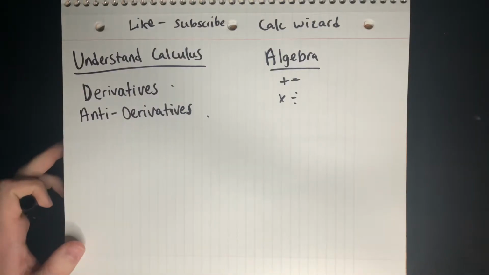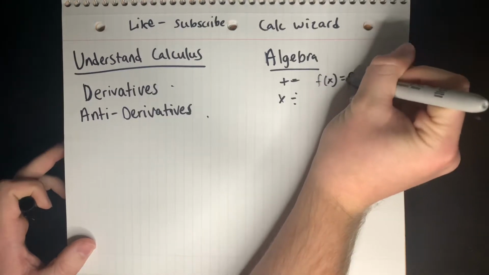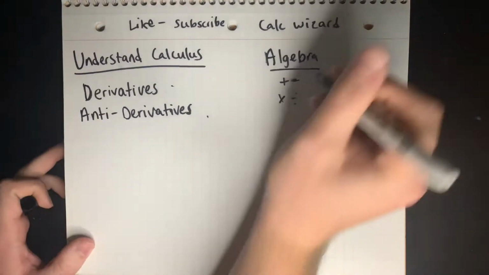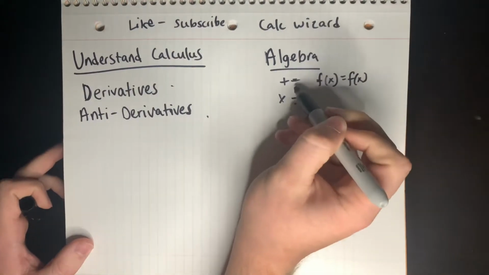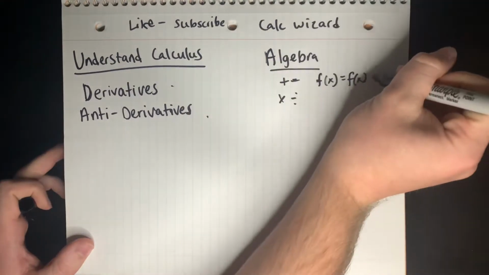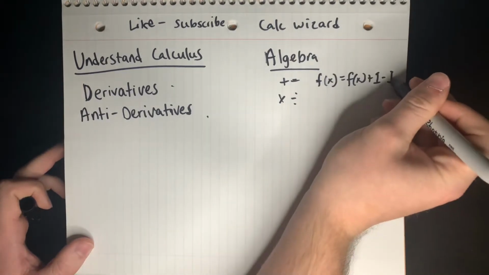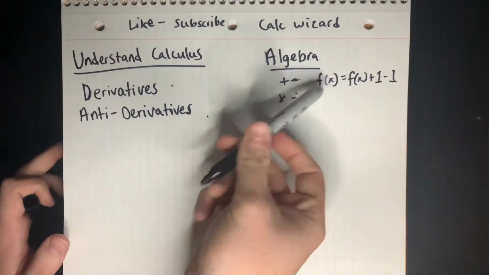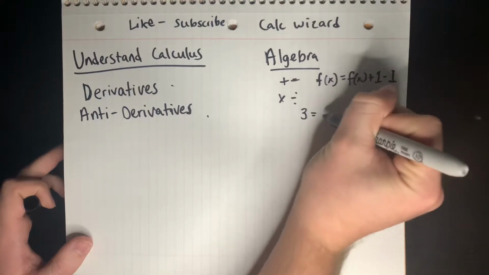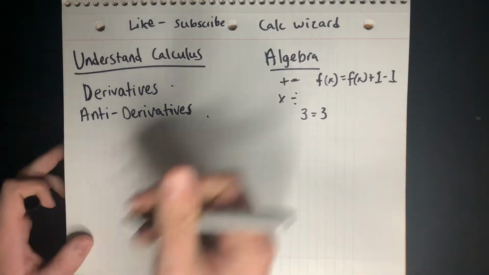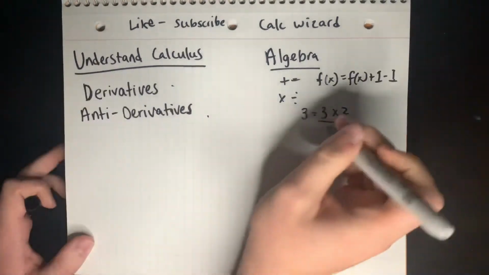And in algebra, we learned that if we have a function equaling another function, or the same function, addition and subtraction basically cancel each other out. So if we add 1, we're going to have to subtract 1 in order to keep our function the same. Same thing goes with multiplication and division. If our function was 3, so 3 equals 3, and we multiply by 2, in order to keep the function the same, we would have to divide by 2.